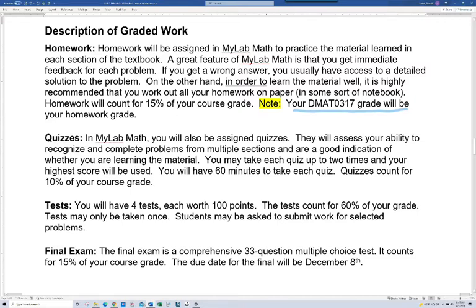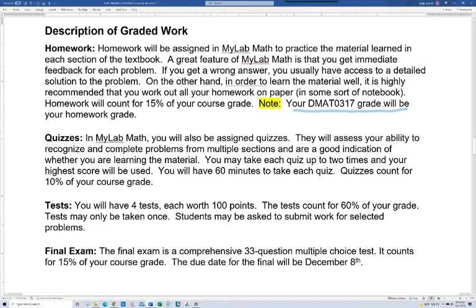Quizzes. So the quizzes I think of as practice for the test. They're going to cover a few sections. They're going to be timed. And you're going to get 2 chances. So I normally tell students to take the quiz without looking at your notes. You could always study the notes first and then take the quiz. And then if you have to take it a second time, if you want to use your notes, that's fine.